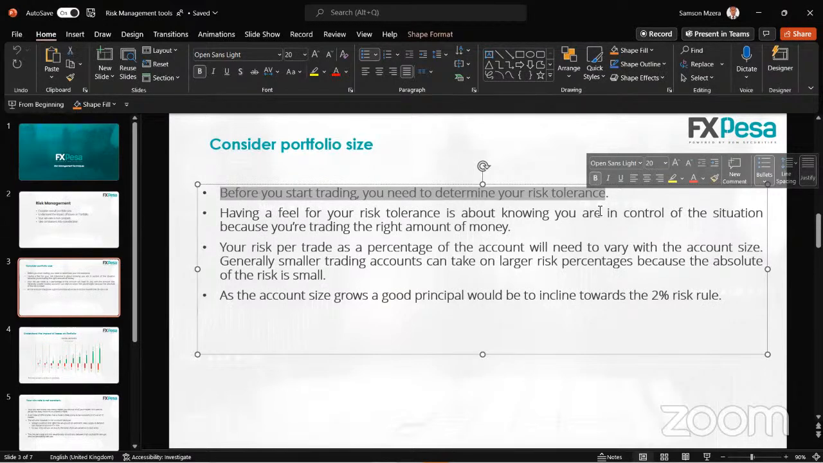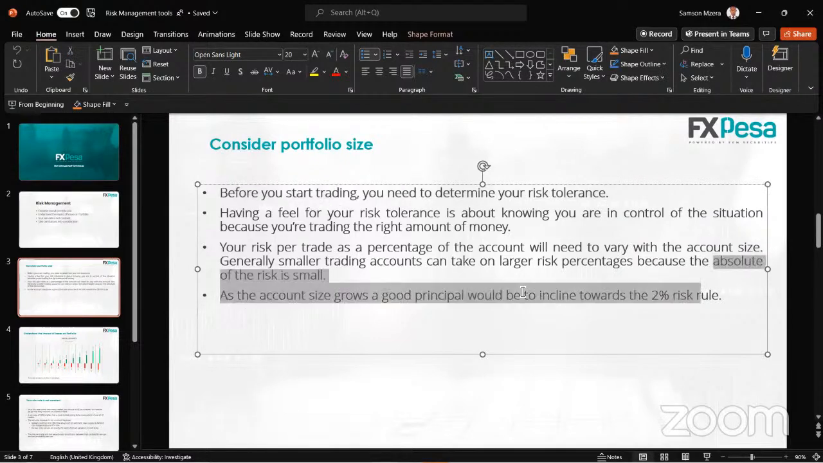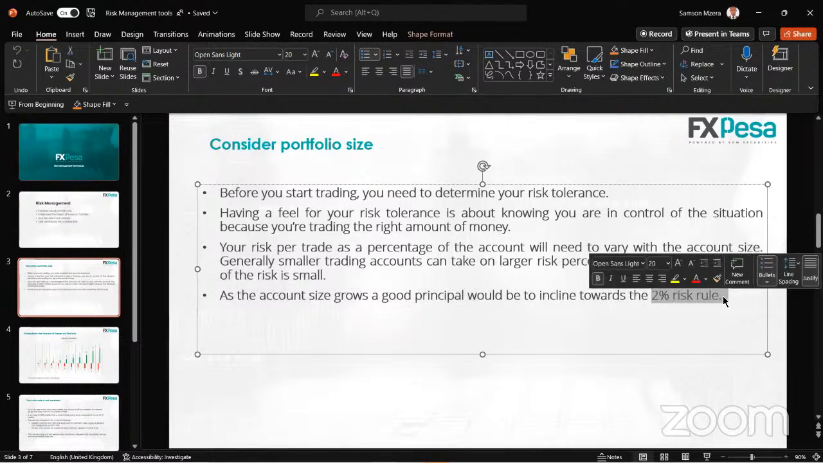So in this case, if you have a fairly small account, most people can afford to risk a bigger percentage, because in overall absolute terms, it's still kind of a small risk. So the 2% isn't standard across all account sizes. That's one thing you need to know.